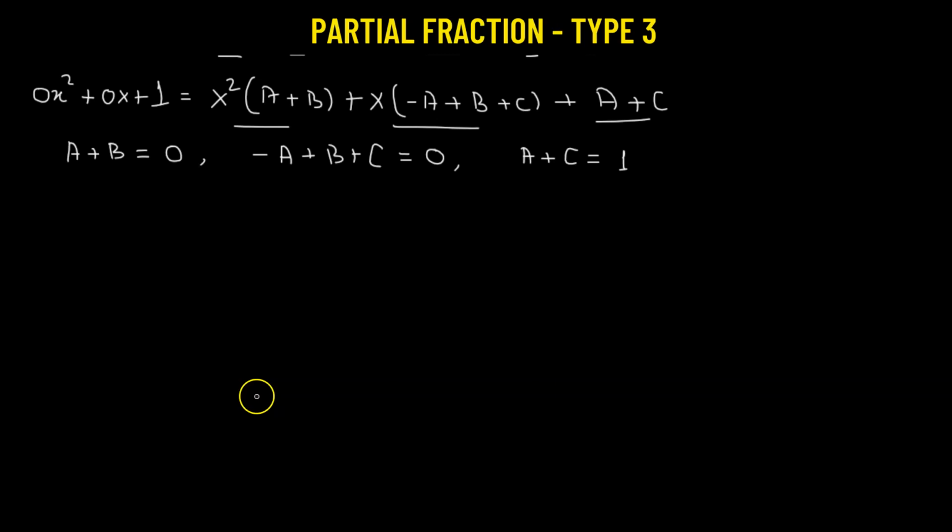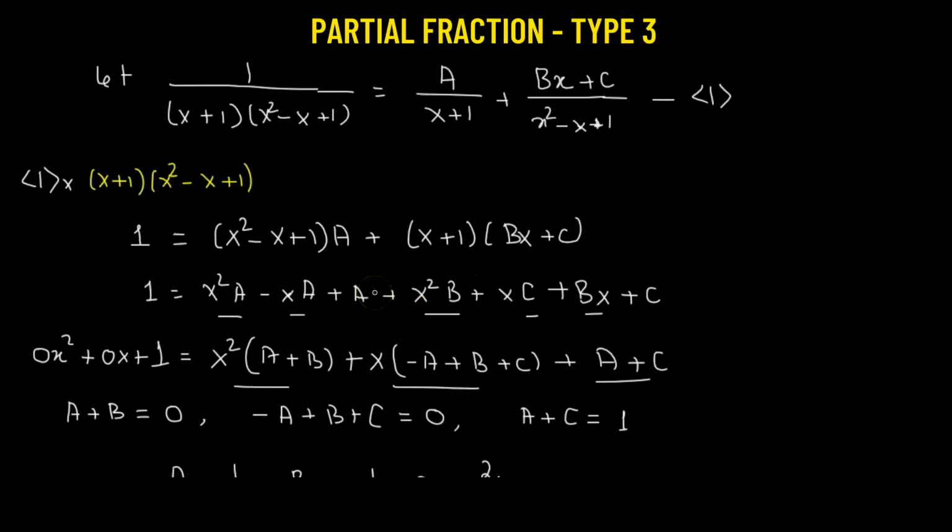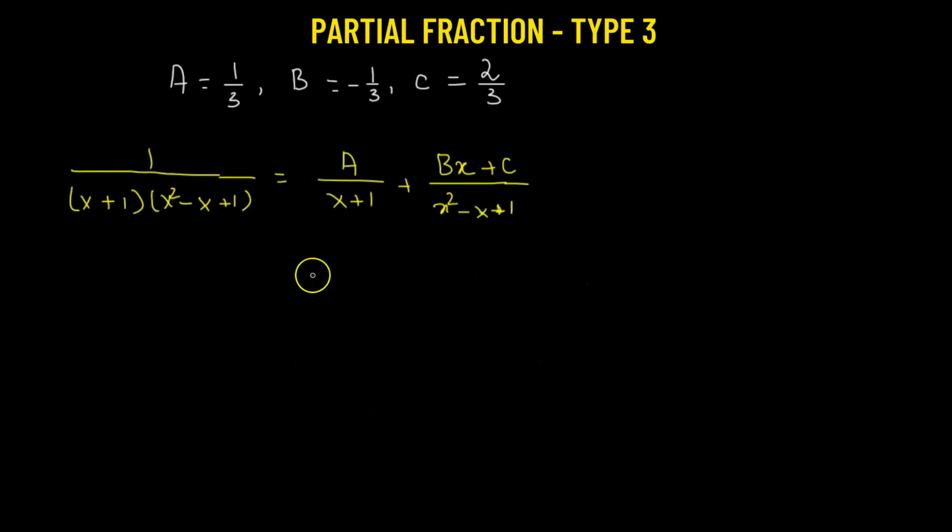So a comes out to be equal to 1/3. The value of b is going to be equal to negative 1/3. And the value of c is going to be equal to 2/3. So we have successfully obtained the values of a, b, and c. We'll substitute these back into equation number 1. So we have 1/3 over x plus 1, plus we have b as negative 1/3, so negative 1/3 multiplied by x, plus c, which is 2/3, whole divided by x squared minus x plus 1.